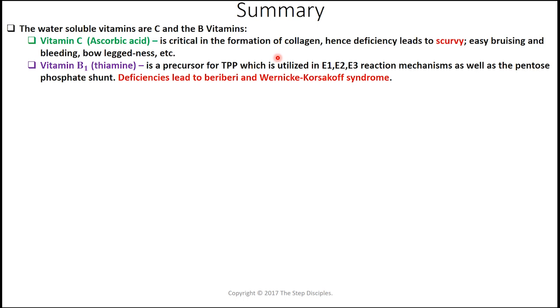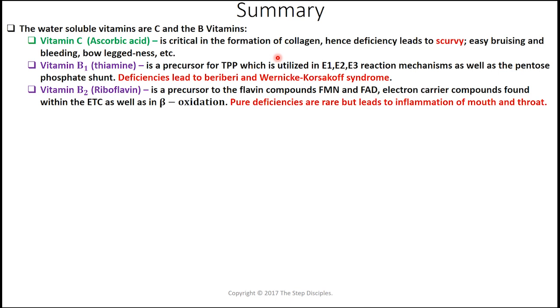Anyway, vitamin B1, thiamine, is a precursor for thiamine pyrophosphate, TPP, which is utilized in the E1, E2 reaction mechanisms as well as the pentose phosphate shunt transketolase. Deficiency leads to beriberi and Wernicke-Korsakoff syndrome. So dry beriberi just had that neurological involvement, and wet beriberi involved the cardiovascular system. Typically will lead to heart failure if left untreated. Wernicke-Korsakoff syndrome, again, is that syndrome where you have confabulation and anterograde and retrograde amnesia, and it's a type of irreversible dementia. And it's also associated with alcoholism, right?